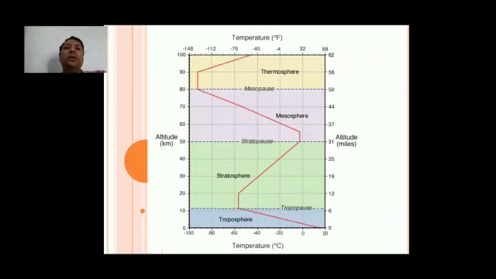So in this figure, we are looking at the variation of the temperature with the altitude. The first layer near our Earth is the troposphere, then stratosphere, then mesosphere, and finally practically the thermosphere. Initially temperature is decreasing in the troposphere, then in the stratosphere temperature is again increasing, then in the mesosphere again decreasing, and finally it is increasing in the thermosphere.